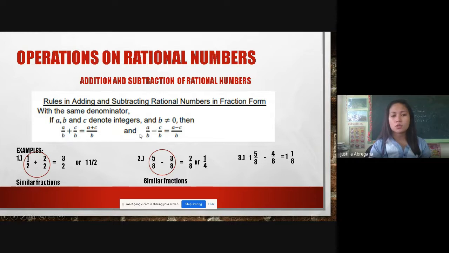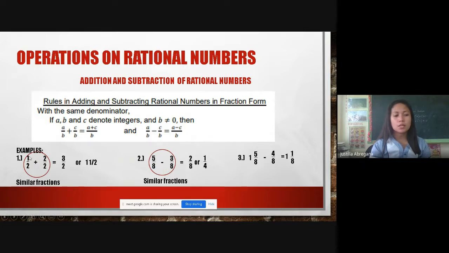And if you subtract, A over B minus C over B, then just copy the denominator and subtract the numerators, A minus C. For example, 1 over 2 plus 2 over 2.